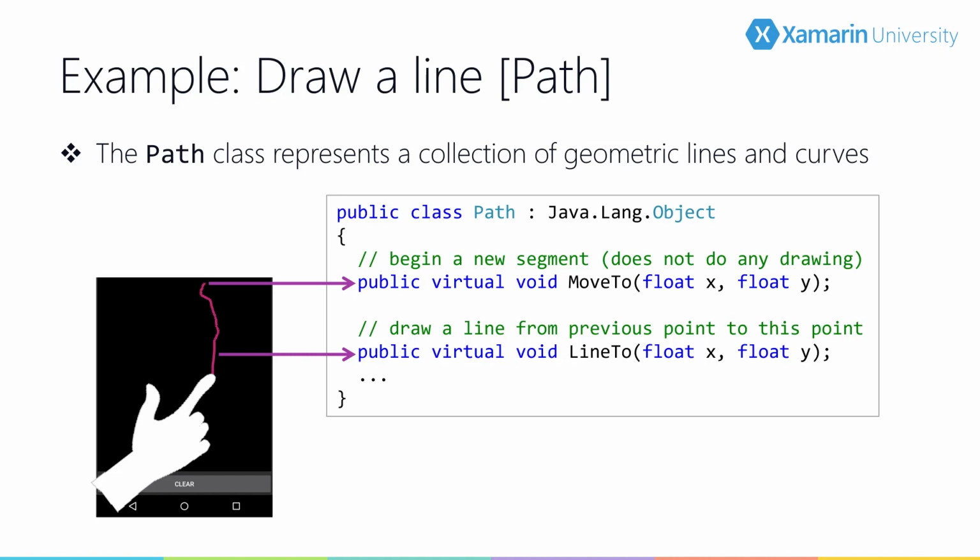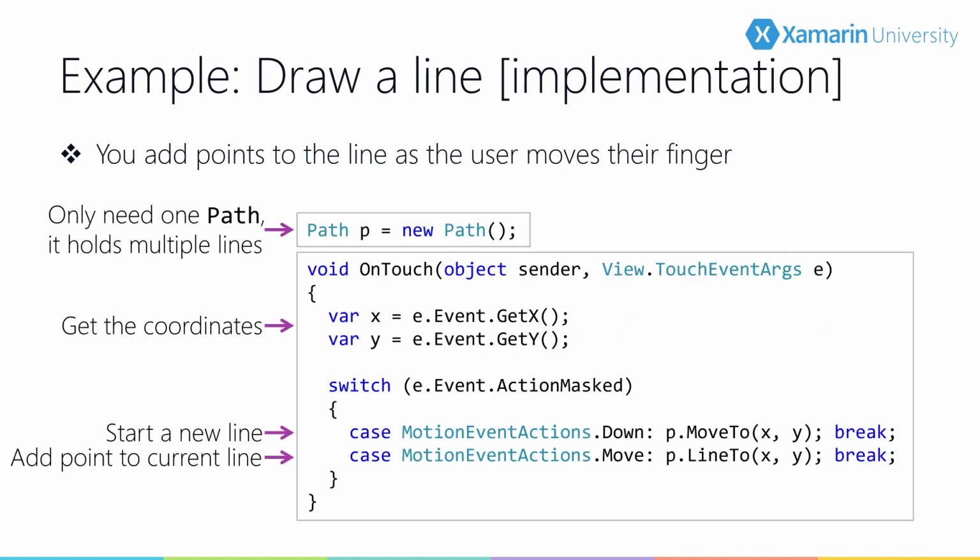And there's two methods that you'll need to use. moveTo sets the current point to the x and y values, but it doesn't do any drawing. lineTo draws a line between the current point and a new point, and then it replaces the old current point with the new point. First, you're going to create a path object. You only need one since it can hold multiple lines. Of course, this is personal preference, and you could also create a new path object for each line.